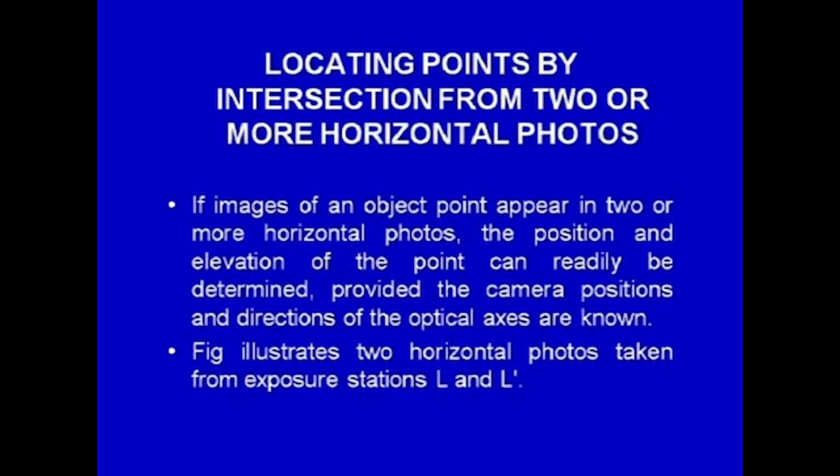Now, let us look at how to locate points by intersection from two or more horizontal photos. If the images of an object point appear in two or more horizontal photographs, the position and the elevation of the point can readily be determined, provided the camera positions and the directions of the optical axes are known. The figure illustrates two horizontal photographs taken from exposure stations L and L dash.